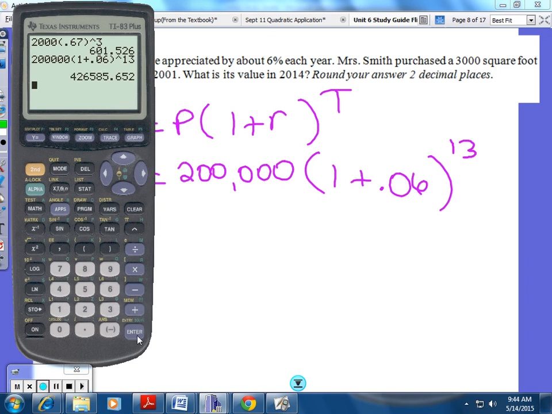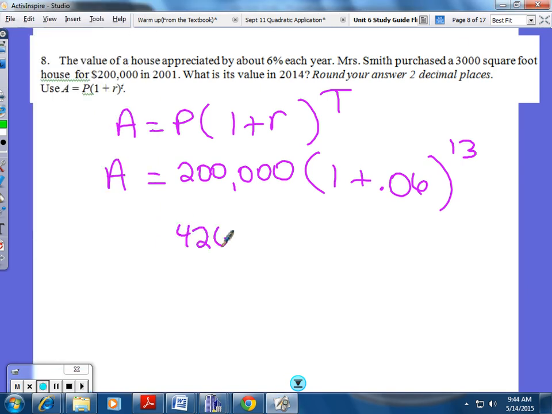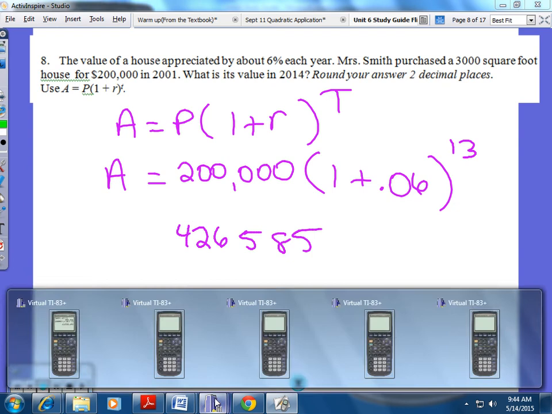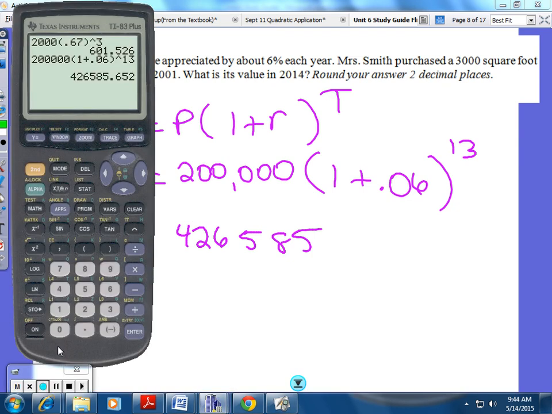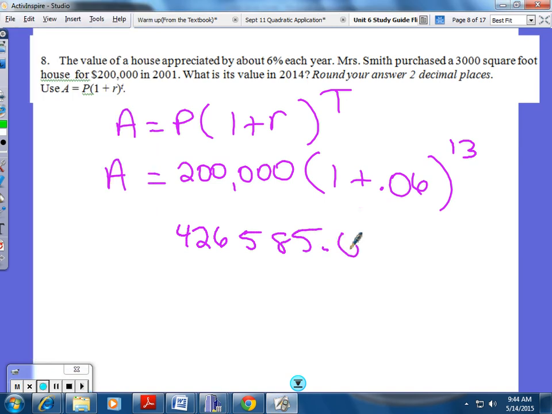We hit enter and we write our number down. 426585. It said round to the nearest 2 decimal places. So we look at the third number. That number is a 2, so that stays as 0.65. So 65 cents.